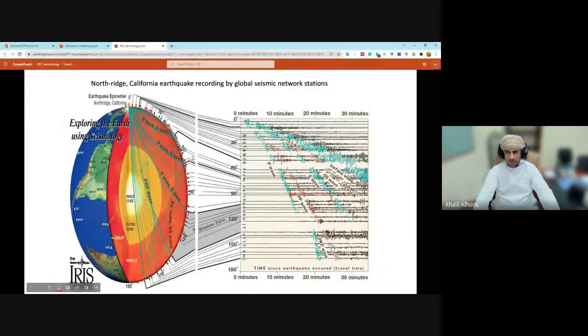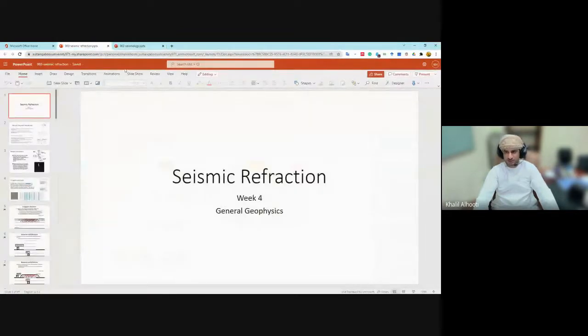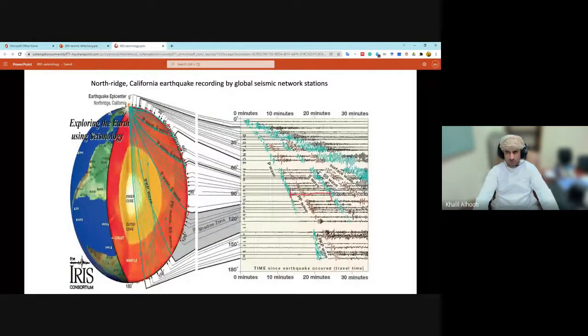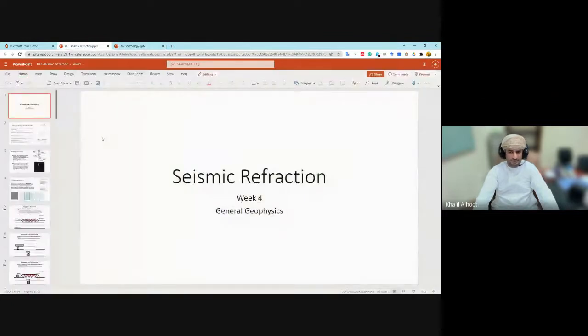And the next chapter is a very important chapter. It's about seismic refraction, and it's very related to the chapter we just discussed. We are still discussing what we call the principle of Snell's law.